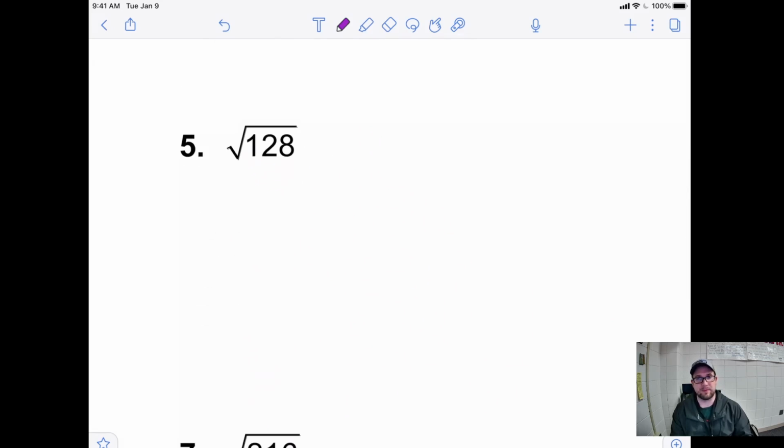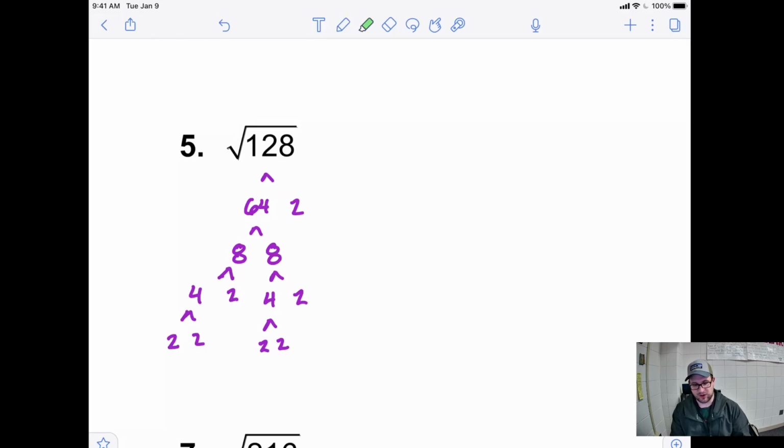Now we get to problem number 5. We get a square root of 128. You've got to break this down. So you get 64 and 2. You get 8 and 8. You get 4 and 2. You get 2 and 2. Breaking down the other 8, you get 4 and 2, and 2 and 2.